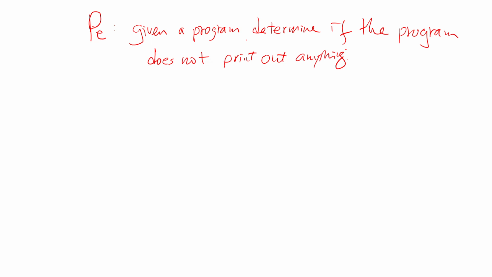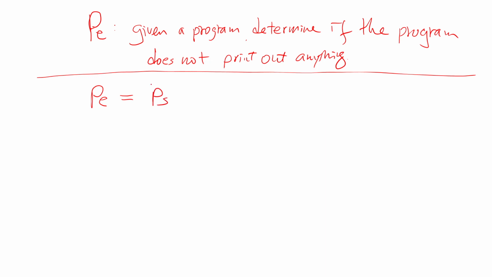So this problem we call PE. And if you take a look at the definition of PS, PE is actually the complement of PS. The complement, because PS is: given a program, determine if the program prints out something. But now PE is: given a program, determine if the program does not print out anything. So it's actually a complement of PS.